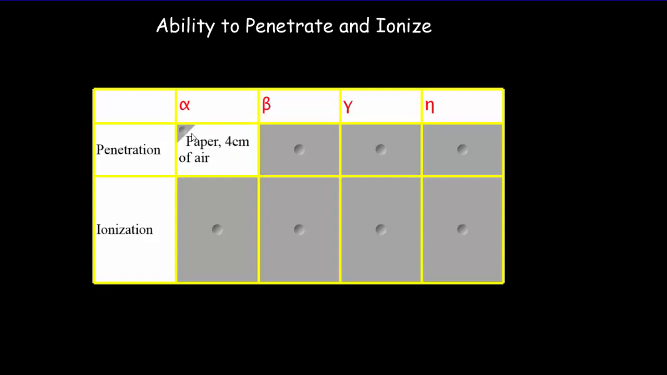So the alpha particles might be able to get through a thin sheet of paper, and they could make it through about 4 centimeters of air typically. Of course, how far they can penetrate depends on how much kinetic energy those alpha particles have originally. The beta particles, generally, are going to be stopped by aluminum foil or tin foil. They could make it through about 1 to 3 meters of air. Once again, it's going to depend on their initial kinetic energy.